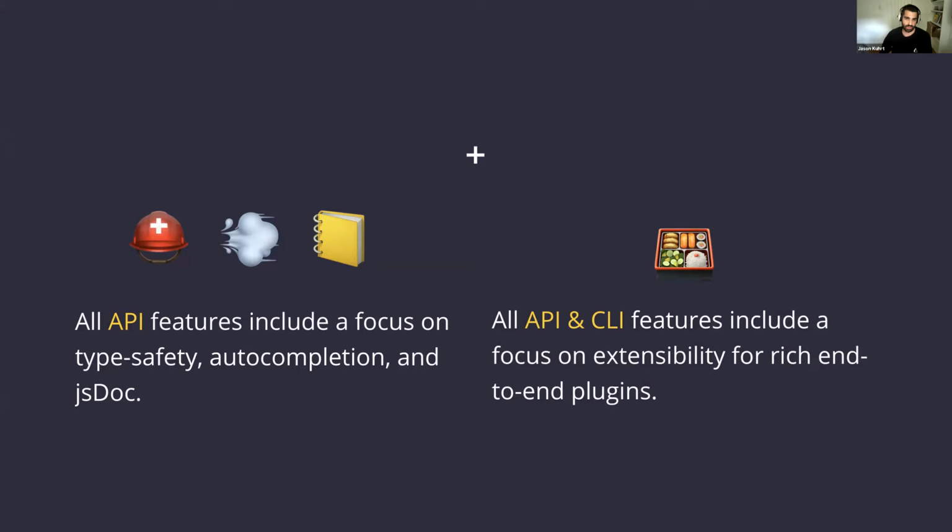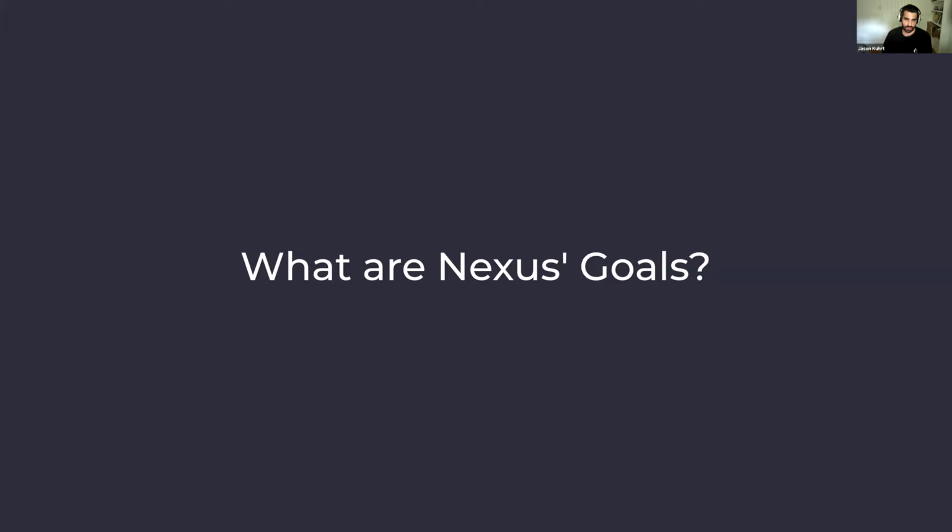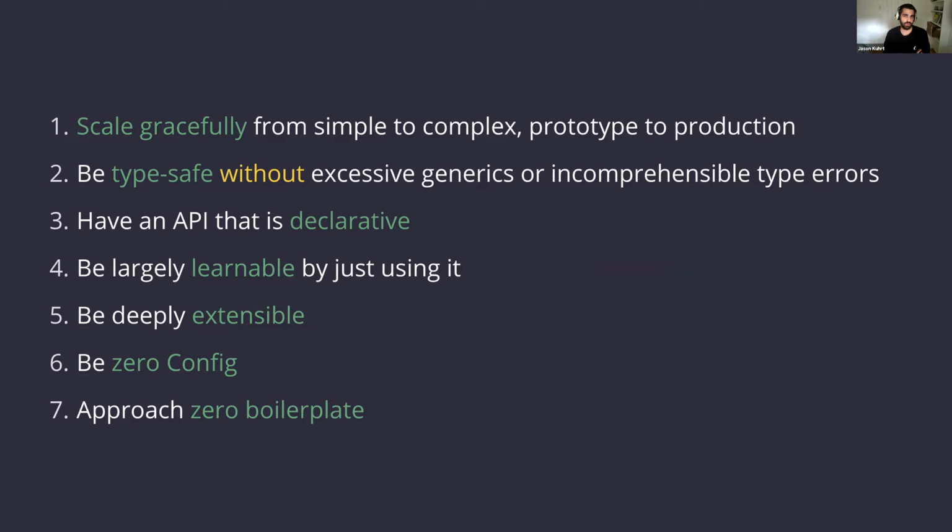So what are the goals of Nexus? Seven for now. One, scale gracefully from simple to complex, prototype to production. Two, be type safe without excessive generics or incomprehensible type errors. Three, have an API that is declarative. Four, be largely learnable by just using it. Five, be deeply extensible. Six, be zero config. And seven, approach zero boilerplate.